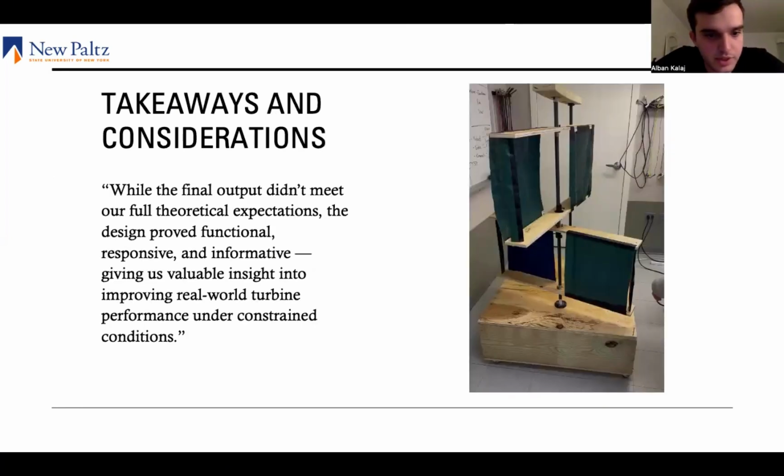And for some takeaways and considerations, we found turbine generators operate at a far higher speed than anticipated. So we had overestimated exactly how fast our turbine would go. We also assumed that the size of our turbine blades would be big enough to generate the required lift. However, the simulation we tested for our model didn't account for the frictional effects caused by other components.